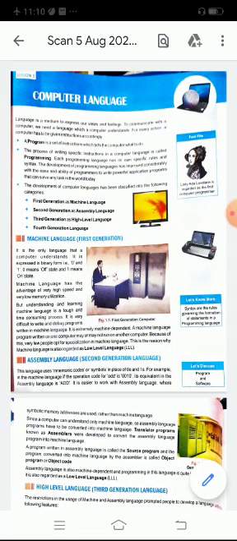For any action that is to be performed by a computer, we have to give a specific set of instructions according to that action. Giving a set of instructions to the computer which tells the computer what it has to do is known as a program. A program is a set of instructions which tells the computer what it has to do. The process of writing specific instructions in a computer language is known as programming.